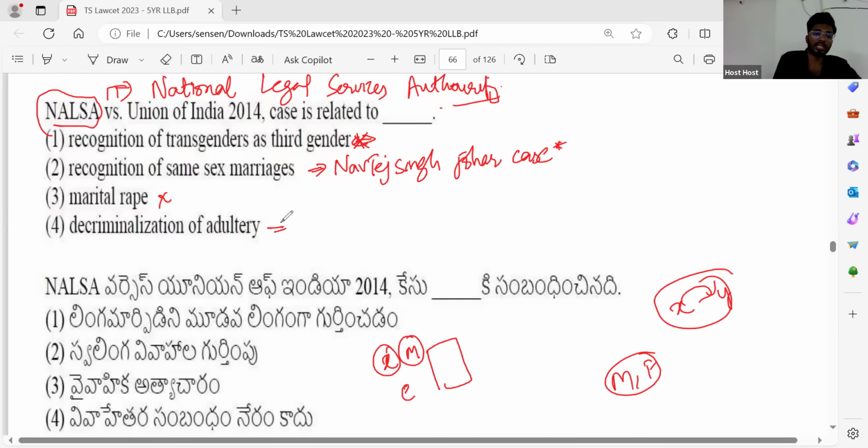Next, decriminalization of adultery. What is the meaning of adultery? Adultery is having an illicit relationship outside of marriage. So if A and B are married, and let us suppose that B is a woman, and if the woman is having sexual intercourse with another man, let us call him C, without the permission of the husband, then that is known as adultery. So adultery is a sexual relationship outside of marriage.